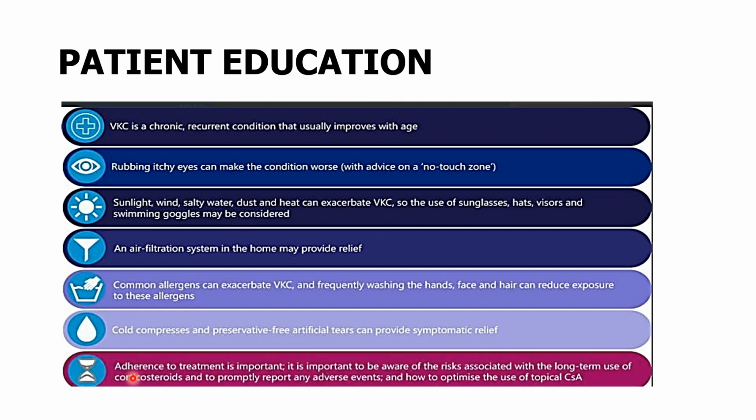Another thing is adherence to the treatment. Make sure that you educate your patient well, so that the patient doesn't go doctor shopping and keep changing medication. Whatever treatment is advised, the patient has to adhere to it very well, and should also be aware of the risks associated with long term use of corticosteroids specifically, so that they don't self medicate with steroids, because this can lead to vision threatening glaucoma and cataract development. So that was a beginner's guide to VKC treatment.